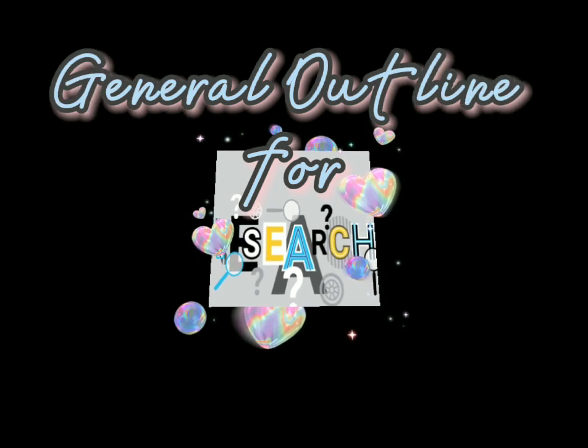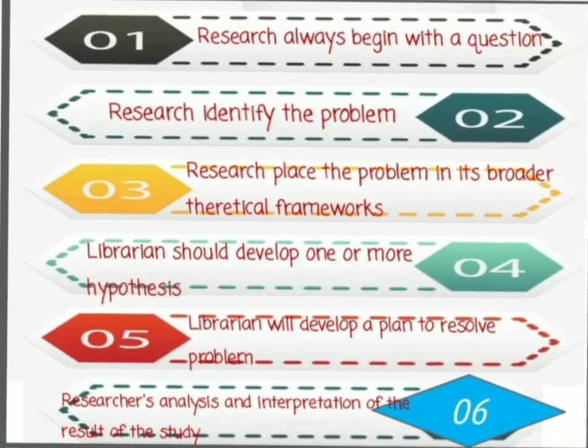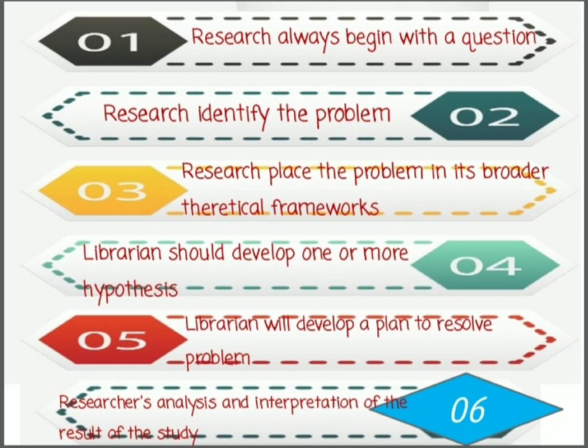General outline for research. There is also a process of research. Step 1. The research will always begin with a question about some matter. Step 2. The researcher identifies the problem that this question represents. Third step. The researcher should then attempt to place the problem in its broader theoretical framework. Step 4. The researcher should consider developing one or more hypotheses to guide the future investigation or study. Step 5. The researcher will need to develop a plan for attempting to resolve the problem.